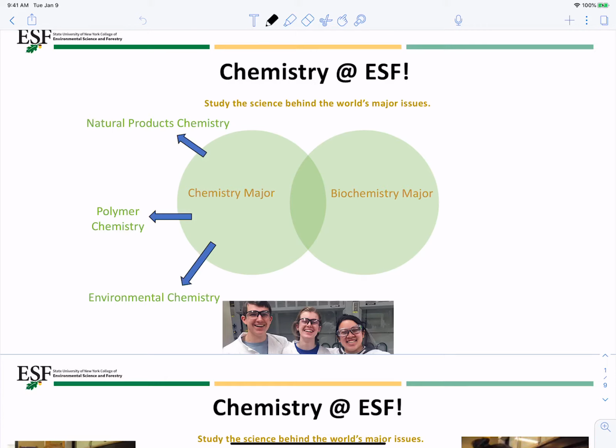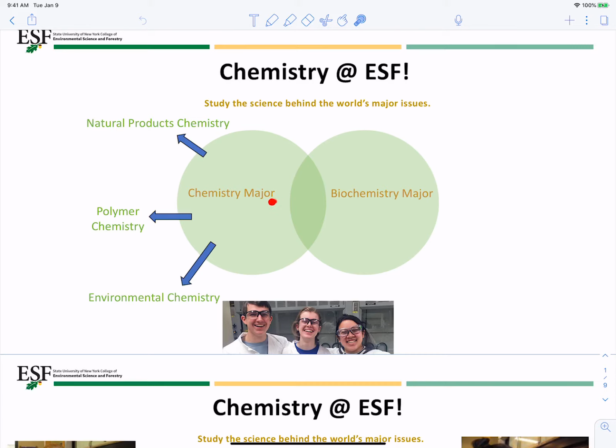So this section is all about the different options that are available to you in the chemistry department. Within the chemistry department, there are two majors. There's the chemistry major, and then there's the biochemistry major. And although they're two separate majors, there is a considerable amount of overlap.